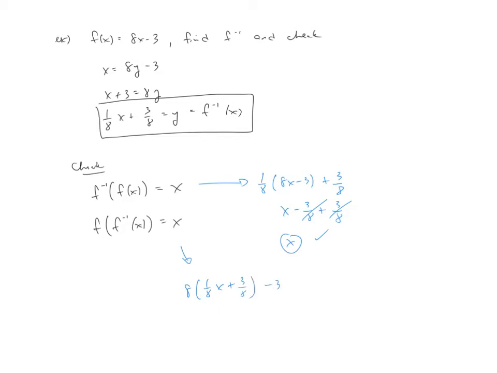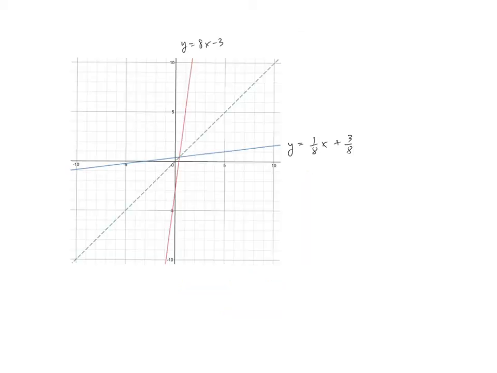When I distribute that 8, I'm going to get an x plus 3 minus 3. Those zero out, leaving us with our x again. So having now not only found the inverse but checked it, now we know that we've done this correctly, and we're ready now to move on to the next thought behind what an inverse can do for us.